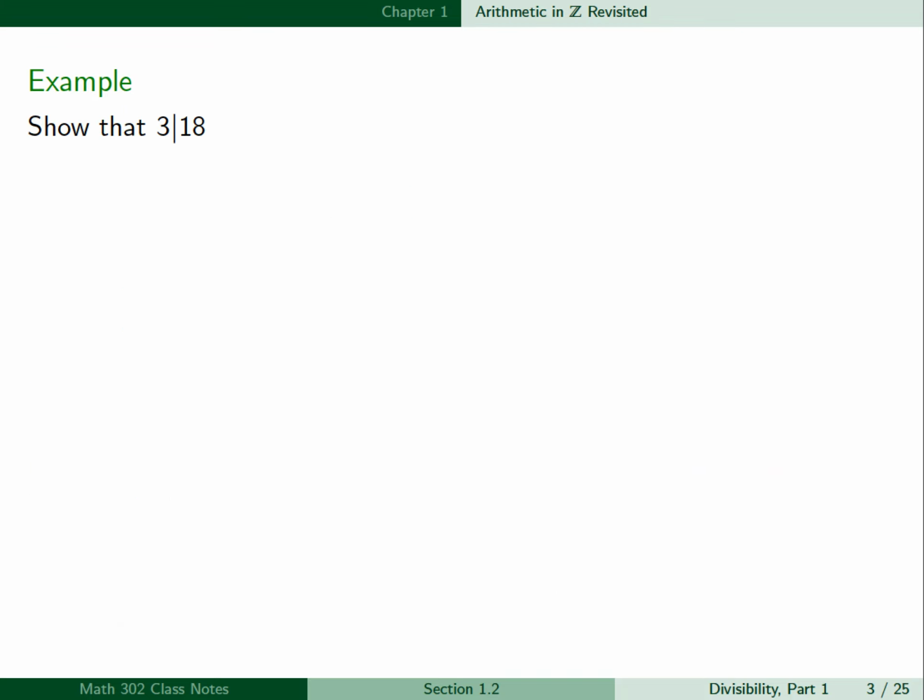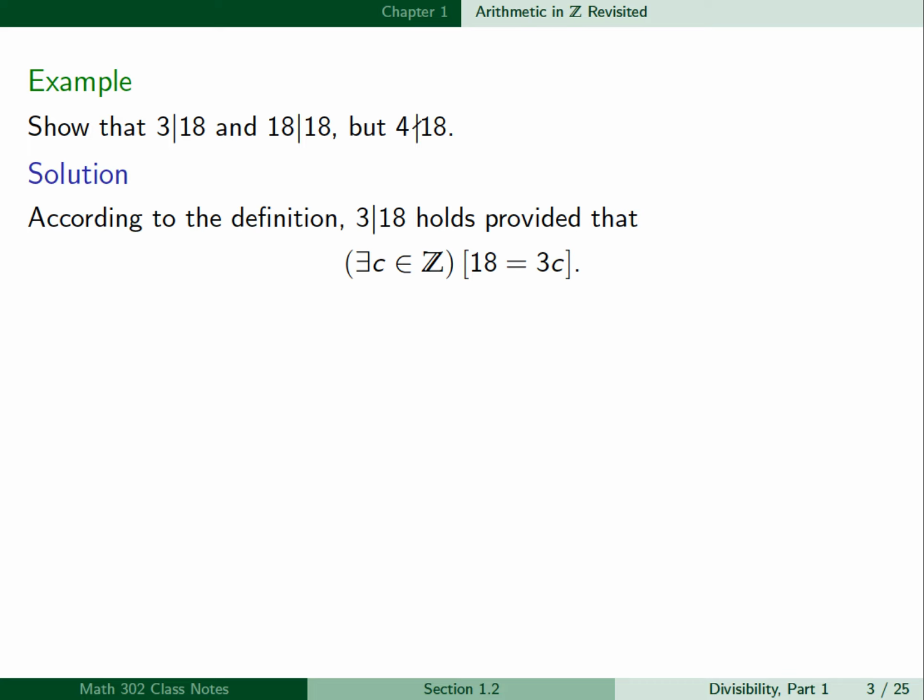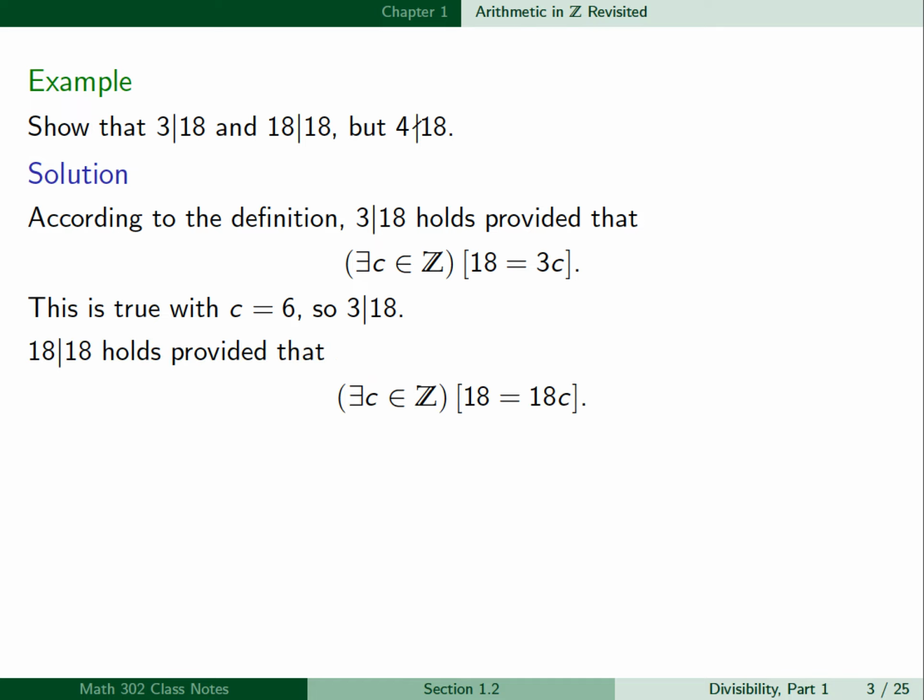As an example, let's show that 3 divides 18, and 18 divides 18, but 4 does not divide 18. According to the definition, 3 divides 18 holds provided that there exists a c in Z such that 18 is equal to 3c. This statement is true with c equals 6, so 3 divides 18. Now, 18 divides 18 holds provided that there exists an integer c such that 18 is equal to 18c. This is true with c equal to 1, so 18 divides 18.